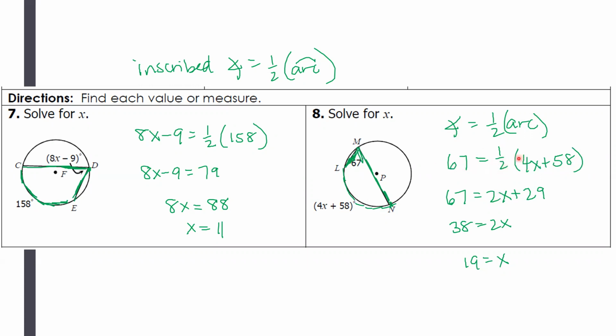I just distributed the 1/2. I usually don't like to distribute a fraction, but because I recognized these both to be even numbers, I knew that dividing them by 2 would come out to still be a nice number. So I distributed the 1/2. Half of 4x was 2x, half of 58 was 29. And now we can solve this. Subtract 29 from both sides, divide both sides by 2. So you should have gotten x equals 19.